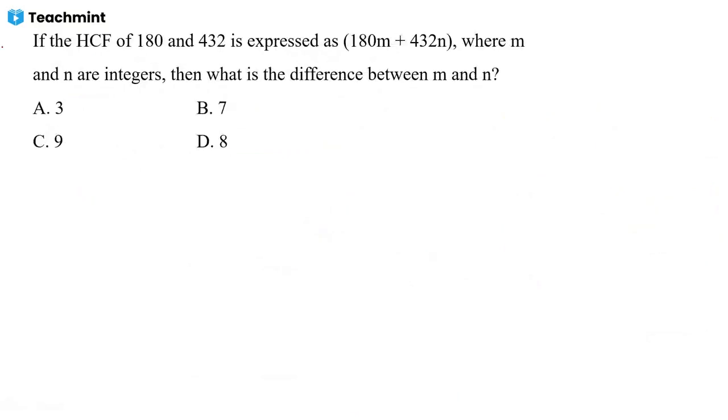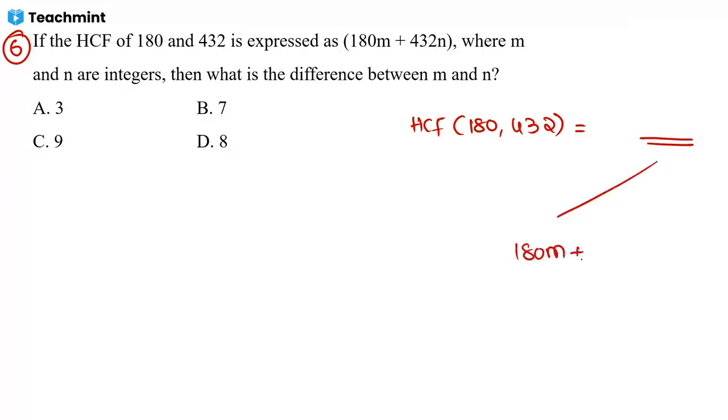This is actually from a previous paper. Now, you may know how to find the HCF, but here they have given an excellent twist. You do the HCF for 180 and 432. You got some answer, but you have to write it as an expression: 180m plus 432n, with m and n as multiples. Then what is the difference between m and n? Let's check now.